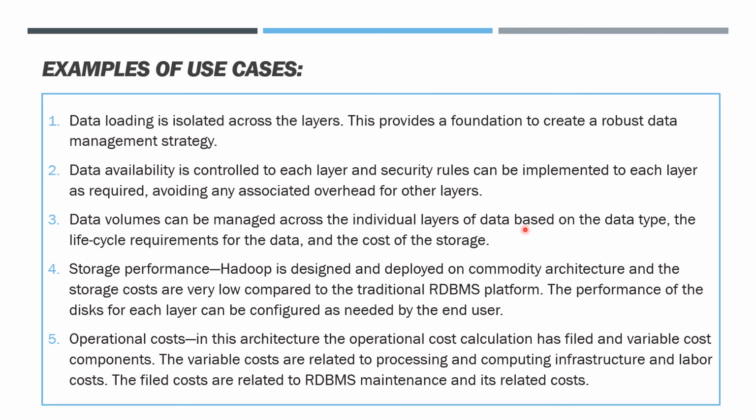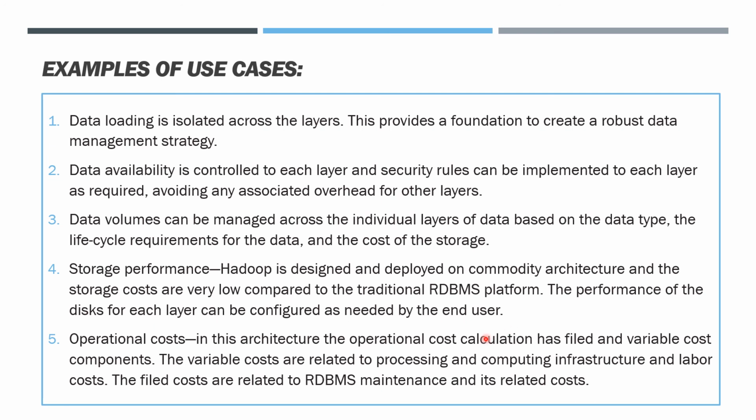For the use cases, for example, we still consider data loading, integrity, data volume, storage performance, and operational cost. For data loading, it seems with external integration. The difference here is in the storage performance, because in this type of integration we have Hadoop. Hadoop is designed and deployed on commodity architecture, and the storage costs are very low compared to a traditional RDBMS platform. So this might be an advantage. So people consider this type of integration when they need external integration.